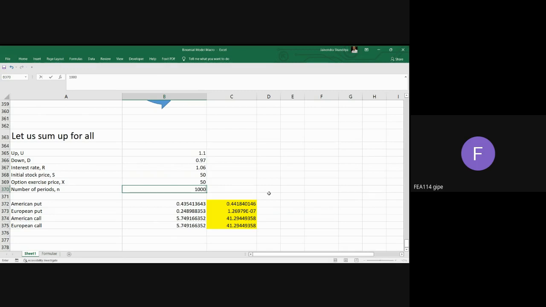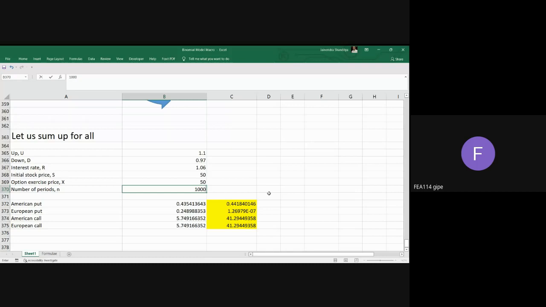Okay, so what I'm saying is, oh, Excel has gone into memory saving. Okay, so yeah, let's make it 2.